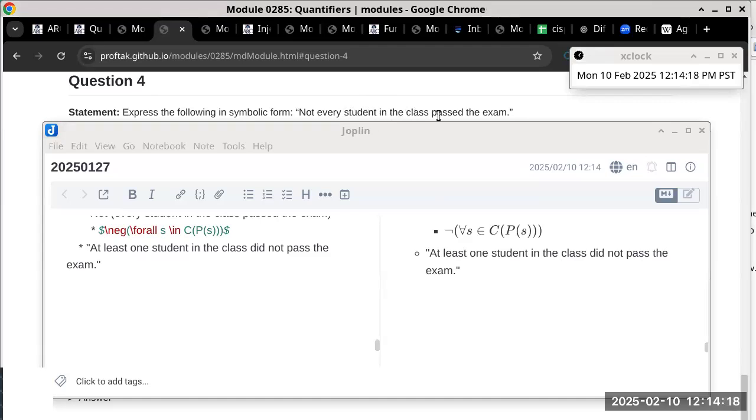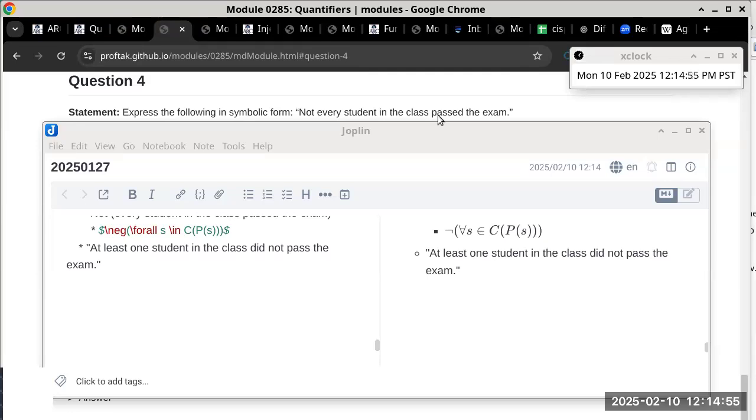So are we okay with that? Yep, very good. So in natural language, we re-express it and go like, oh, okay, if we say not everybody passed the exam, then it means at least one person did not pass the exam, right? So now we look at this and then we put parentheses around the whole thing.